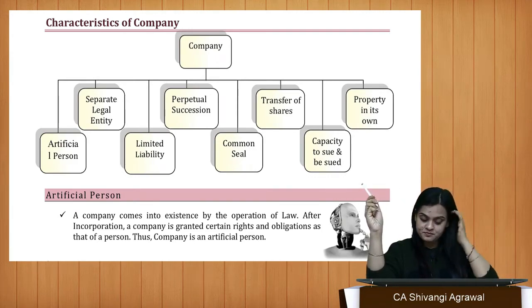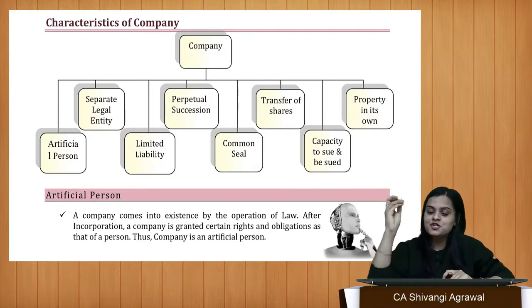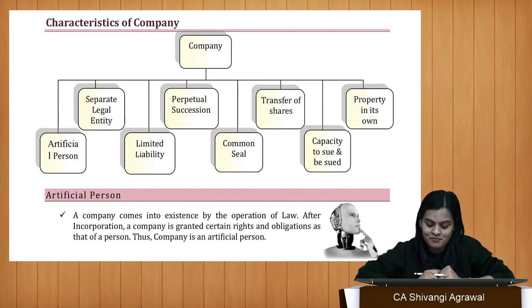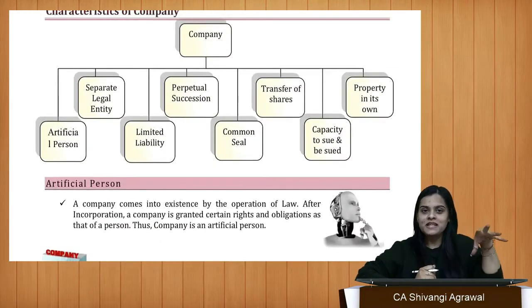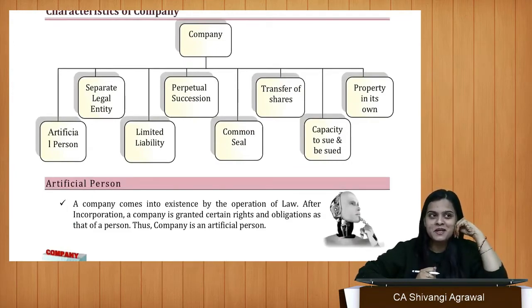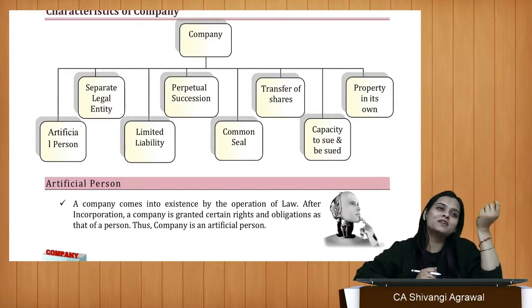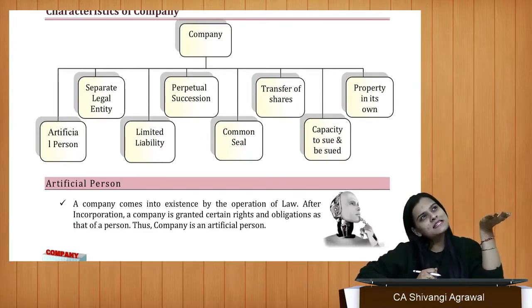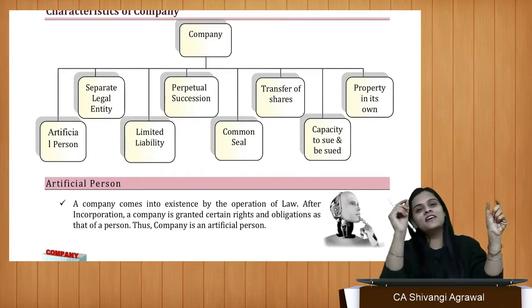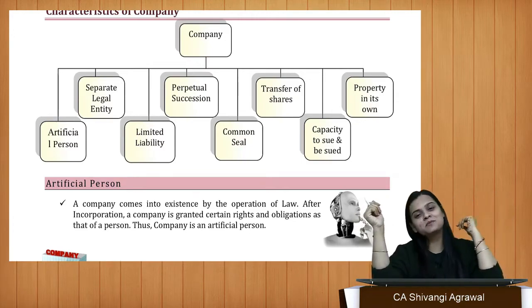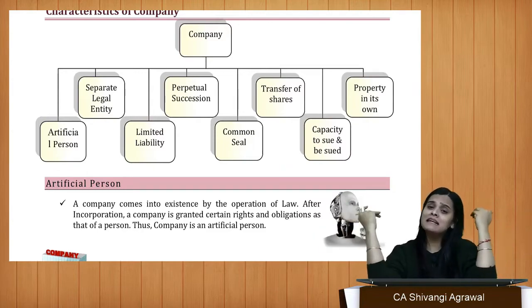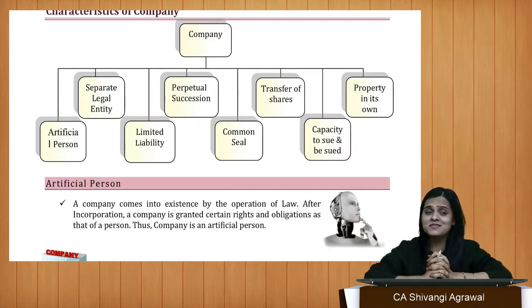The first feature of company is artificial person. What is artificial person? Of course, the company is a person. Can it get married? Imagine one fine day you wake up and you receive an invitation card which says that Reliance weds Infosys. How about that? Can two companies get married? No, of course they cannot. And when they cannot get married, they cannot even go for divorce, right?